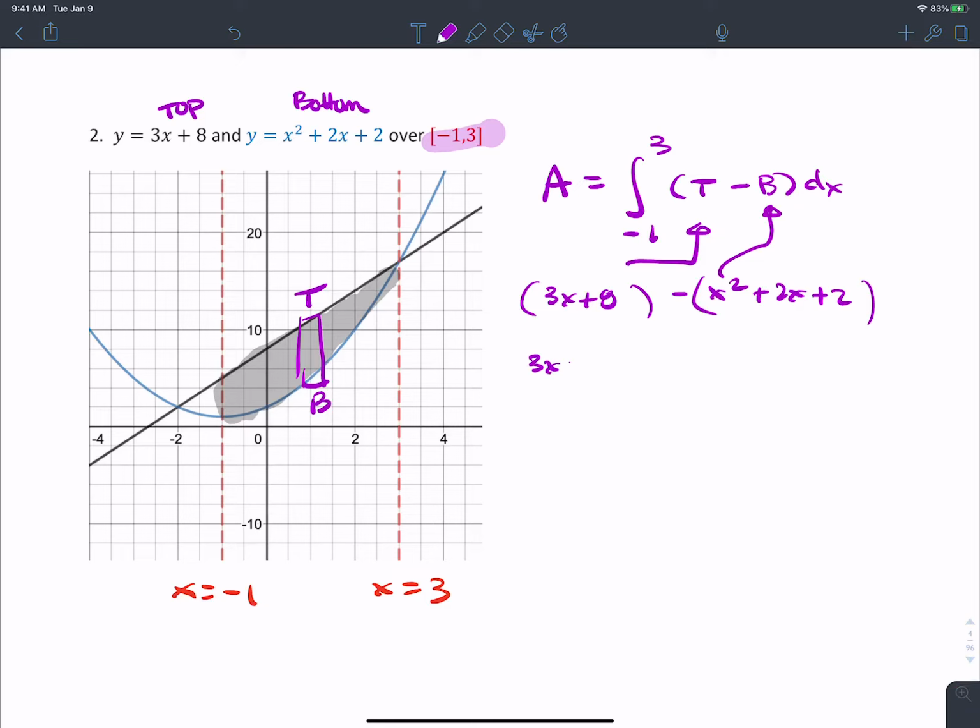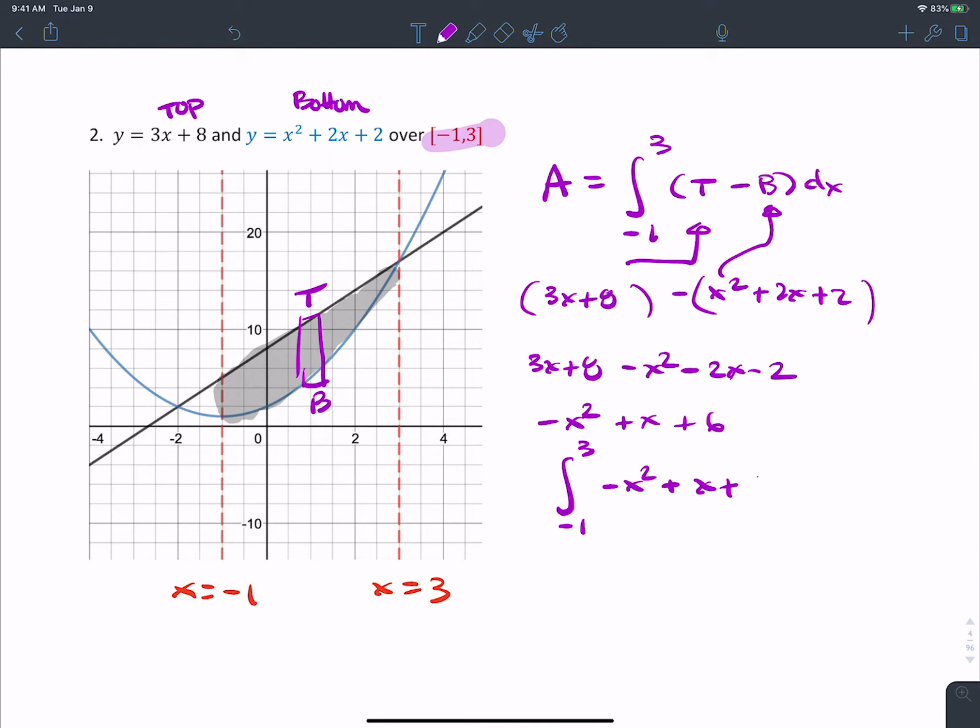So I'll have 3x plus 8, distribute and simplify, right? So you're going to end up with, looks like it's -x squared. 3x minus 2x, that's plus x. 8 minus 2, isn't that plus 6? Okay, double check. So I have to integrate from -1 to 3, -x squared plus x plus 6 dx.